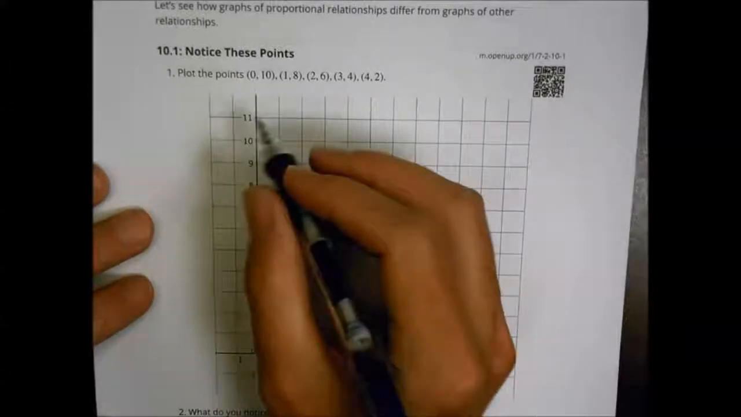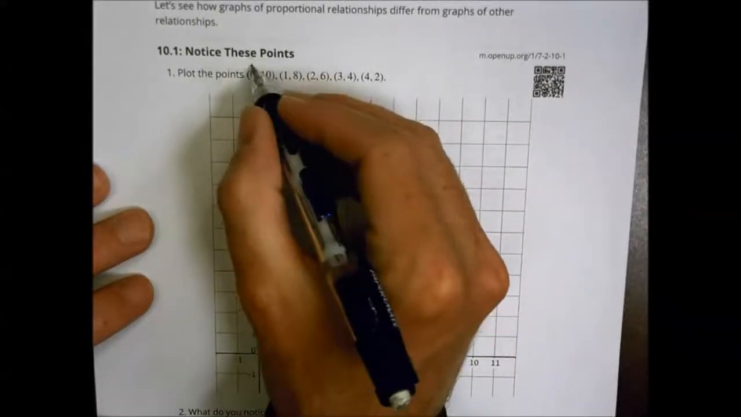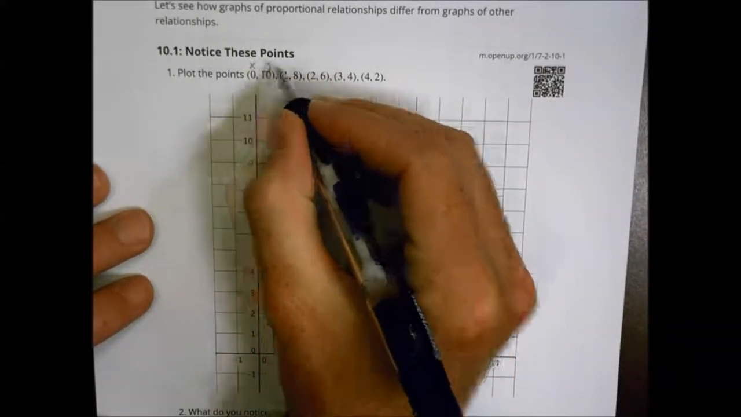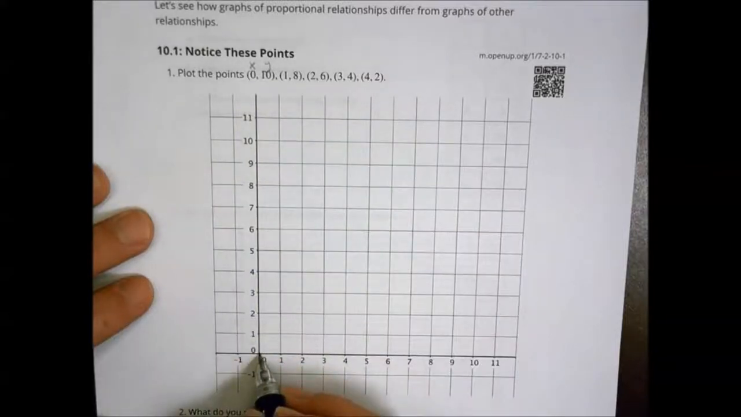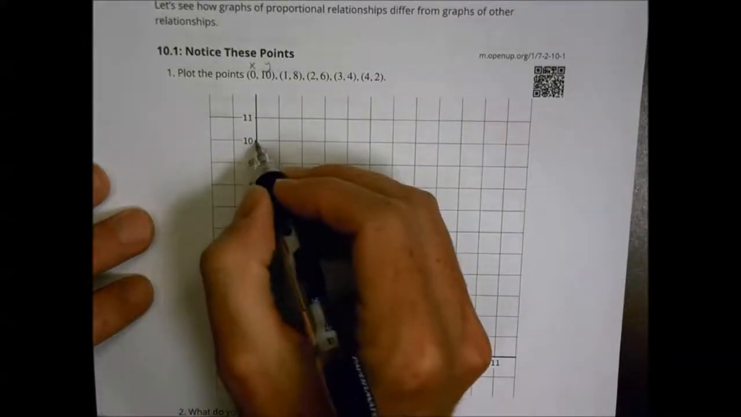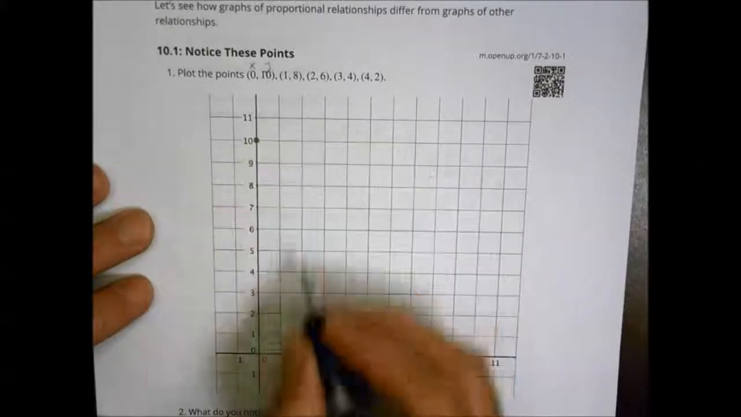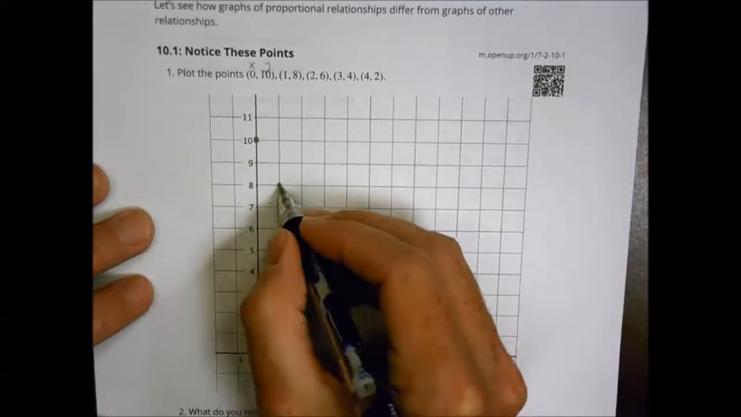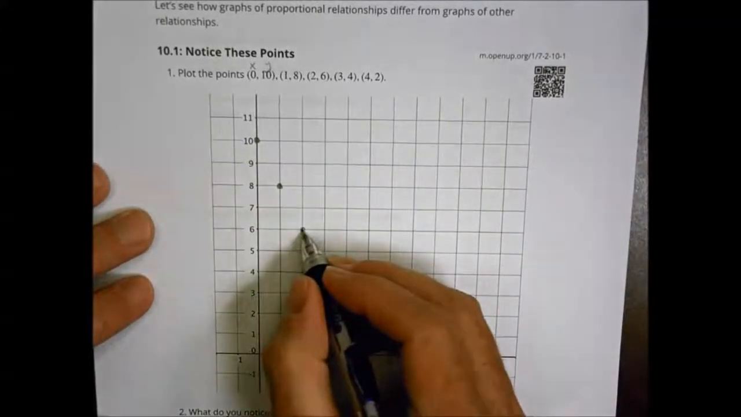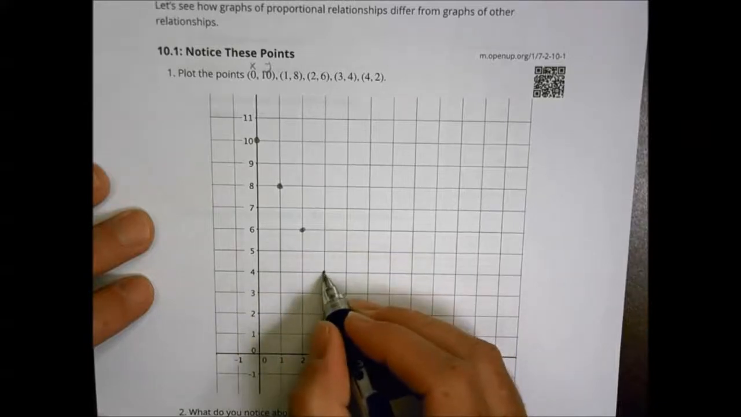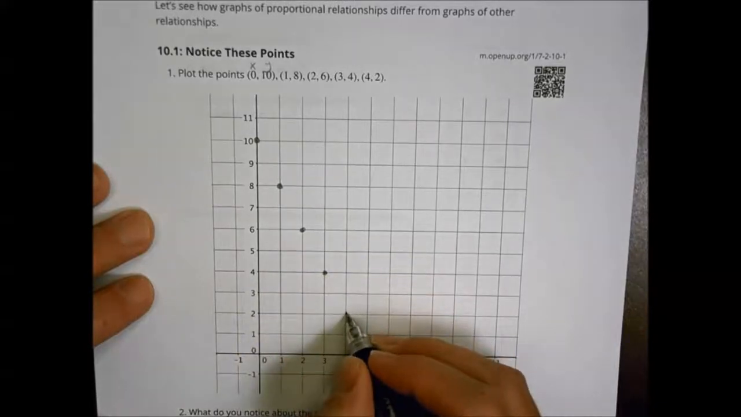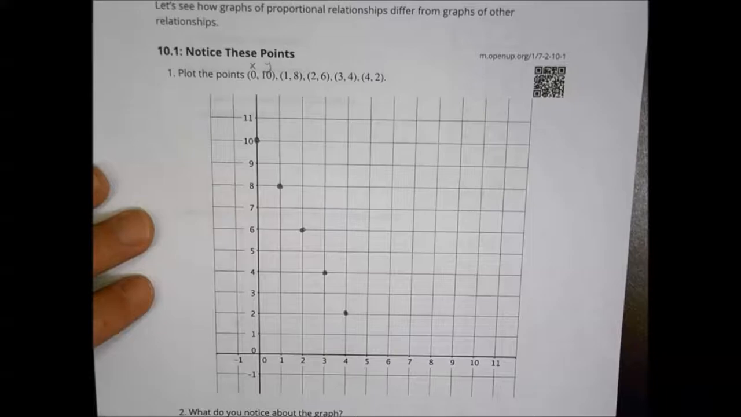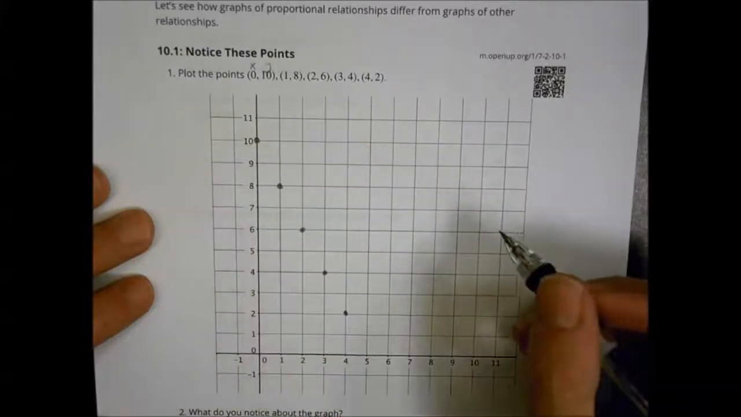You began today's lesson with some points that I asked you to plot. Remember our points, this is the x value and this is the y value. Our initial part was plotting 0, 10, which is right there. 1, 8, which was right there, 2, 6, which was here, 3, 4, which was there, and 4, 2, which was there. When you plot those points, what are some things you notice about them?